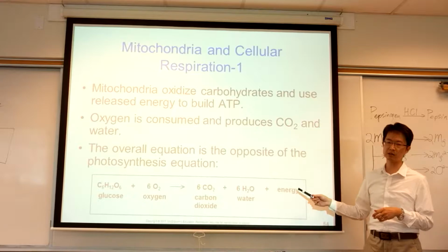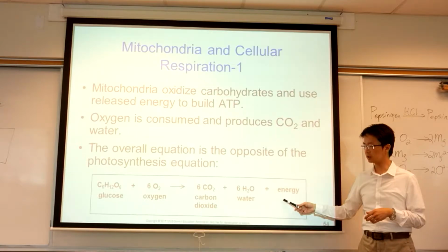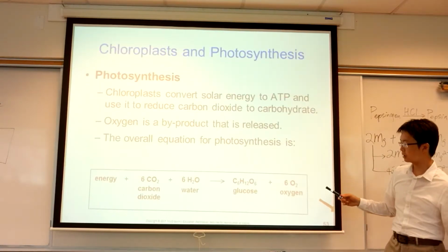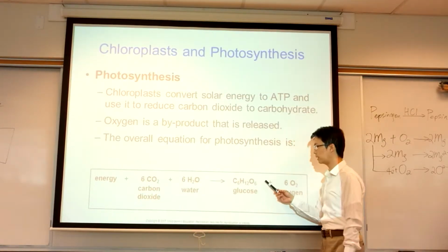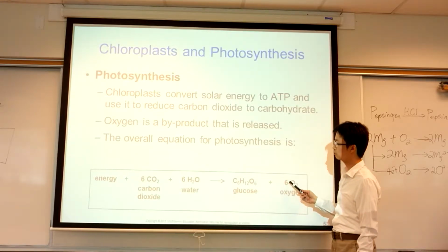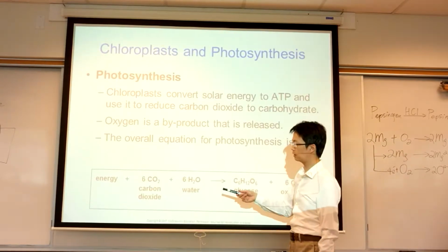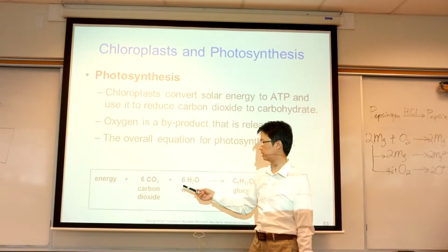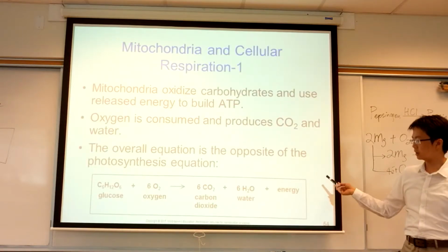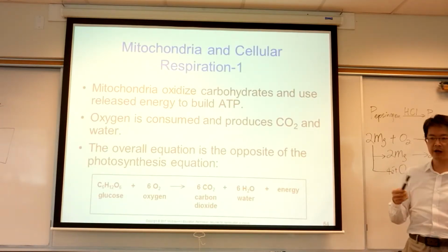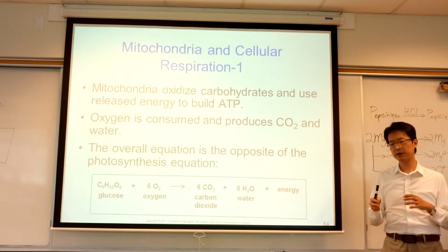Energy, in this case, is ATP. ATP here is the main product. So let's compare with previously. Energy there comes from the sun, solar energy, and the main product is glucose. Oxygen is the byproduct. And the carbon dioxide, of course, the plant gets from the atmosphere, and water from rain. So you can see that cellular respiration and photosynthesis are actually the opposite of each other, so that they can balance.